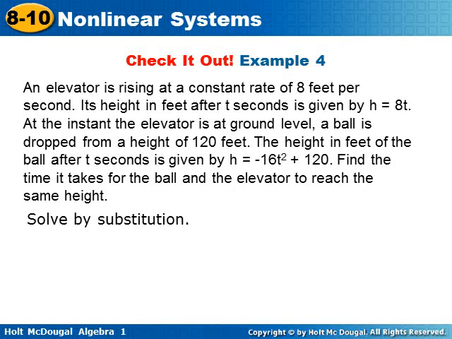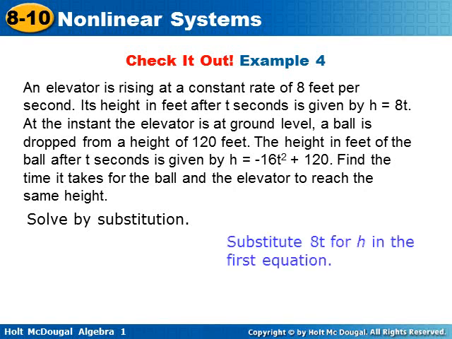An elevator is rising at a constant rate of 8 feet per second. Its height in feet after t seconds is given by h equals 8t. At the same instant, the elevator is at ground level. A ball is dropped from a height of 120 feet. The height in feet of the ball after t seconds is given by h equals negative 16t squared plus 120. Find the time it takes for the ball and the elevator to reach the same height. You're going to solve by substitution. This one's for you to try on your own, and then you can check back for your answer.